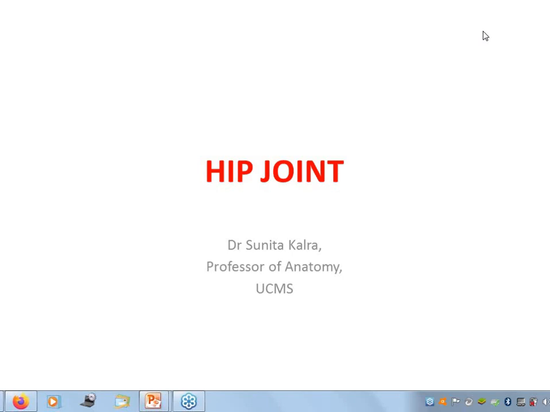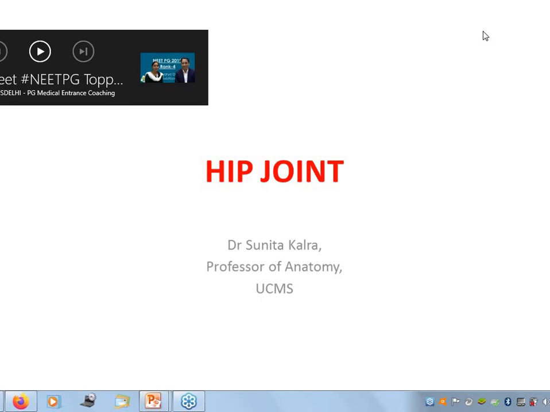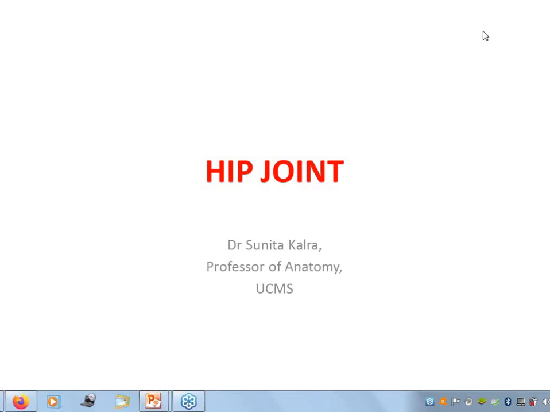Today we are going to discuss the hip joint. The hip joint is quite similar to the shoulder joint in a way that it is also a multi-axial joint and a ball and socket variety of synovial joint.